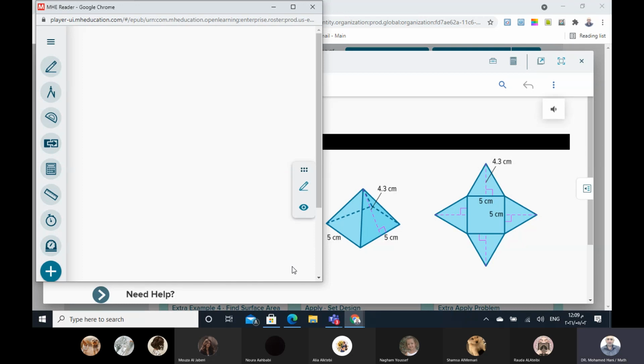So as the first step to find the surface area, draw and label the net. So as you see here, draw first the base. Then we have the lateral faces. This is the first one, the second one, the third one, the fourth one. So this is the net. Now we can start to solve the surface area. S equals.